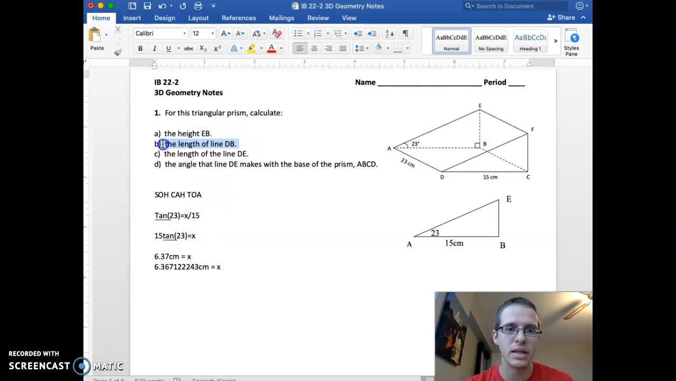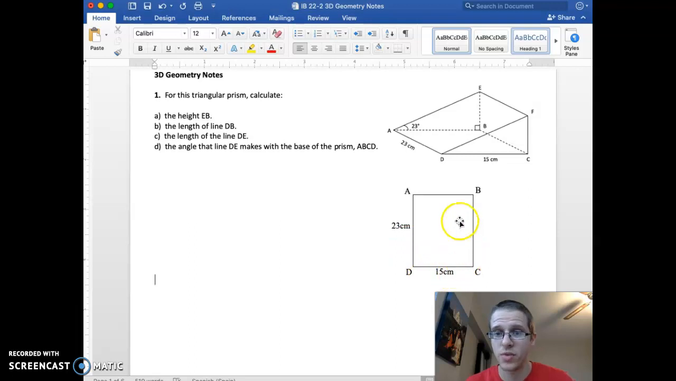Let's talk about B. So find the length of DB. If you look between D and B, there is no line, so we have to create it. I am going to draw ADCB. I'm going to draw that little bottom square so you can see it, and then I'll draw in that line DB. So I'm going to pop that up real quick.